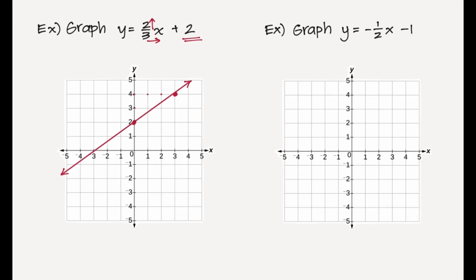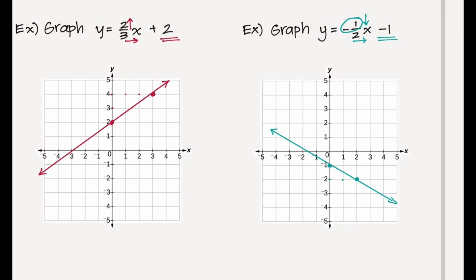y is equal to -1/2 x minus 1. So I'm going to plot a point at -1. And this time, since it says -1/2, I'm going to treat that top 1 as my negative. So I'm going to go down 1 and to the right 2. I can plot my point and then draw my line through those 2 points, and I am done. All right, easy as that.